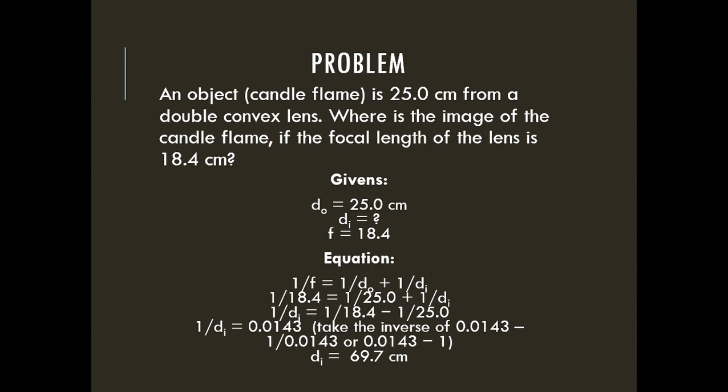Whenever you finish the problem, you will find that 1 divided by the distance of the image equals 0.0143. In order to totally isolate the distance of the image, we work with the inverse, which basically means rearranging the formula and operating it, leaving the distance of the image alone. Whenever we finish, we will find that the distance of our image is 69.7 centimeters. It is very simple.